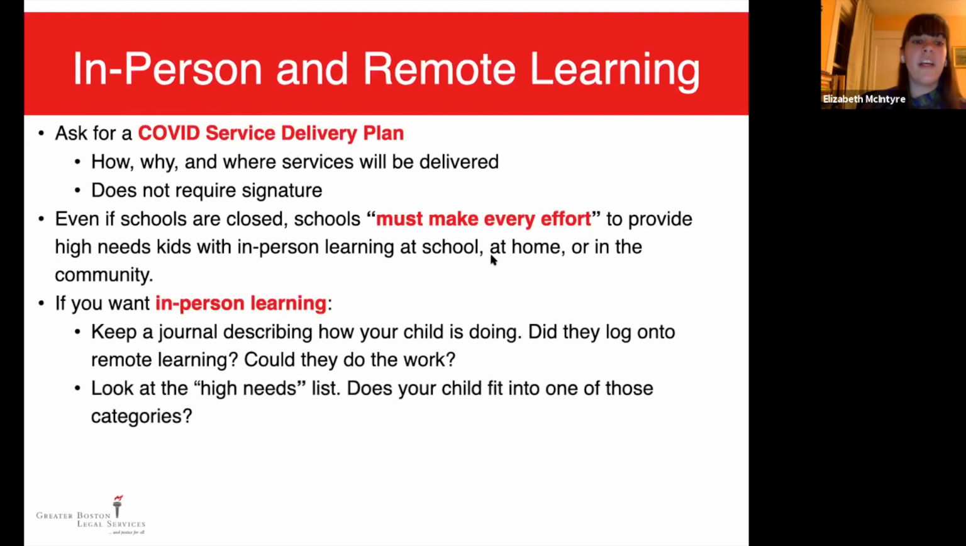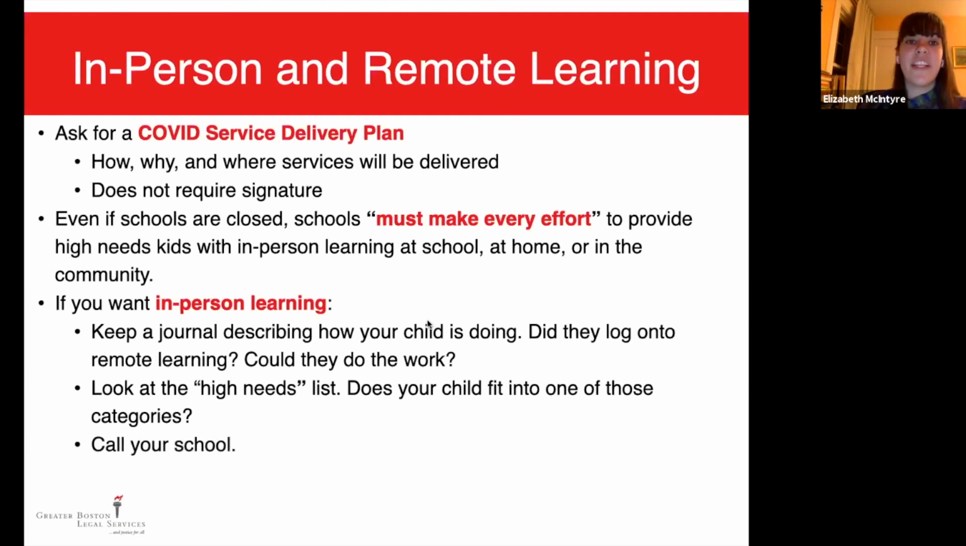Step number two, look at Boston's high needs list and think about, does your child fit into one of those categories? Again, I know that is a terrible way to think about kids. I'll also say one category that's on the state's list that is not on Boston's list is the state says that your child should be prioritized for in-person learning if your child cannot engage in remote learning because of their disabilities. That's it. So if your kid couldn't engage in remote learning because of their disabilities, that means the state says your child should be prioritized for in-person learning. So that's step 2.